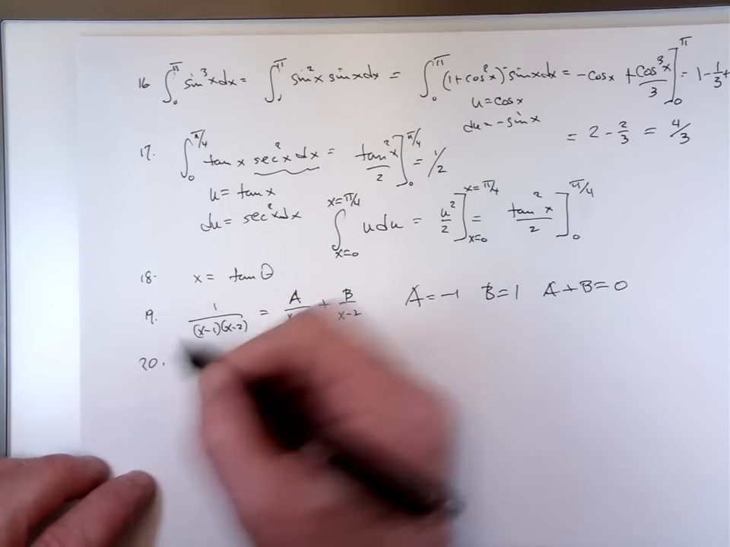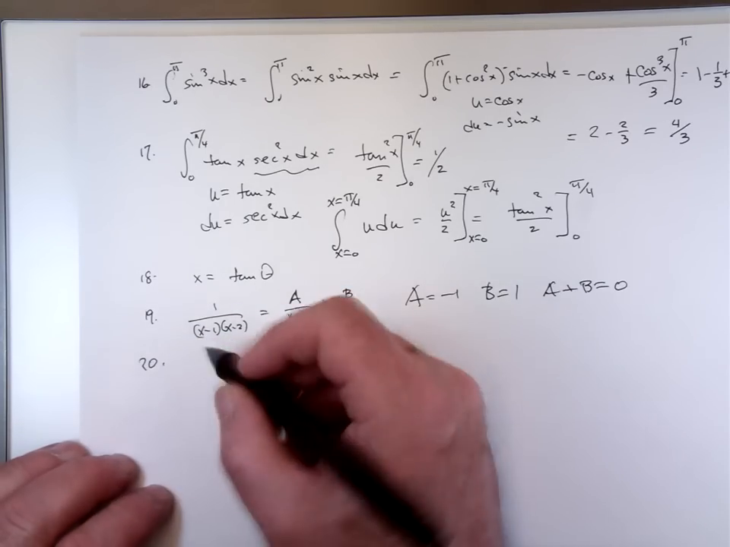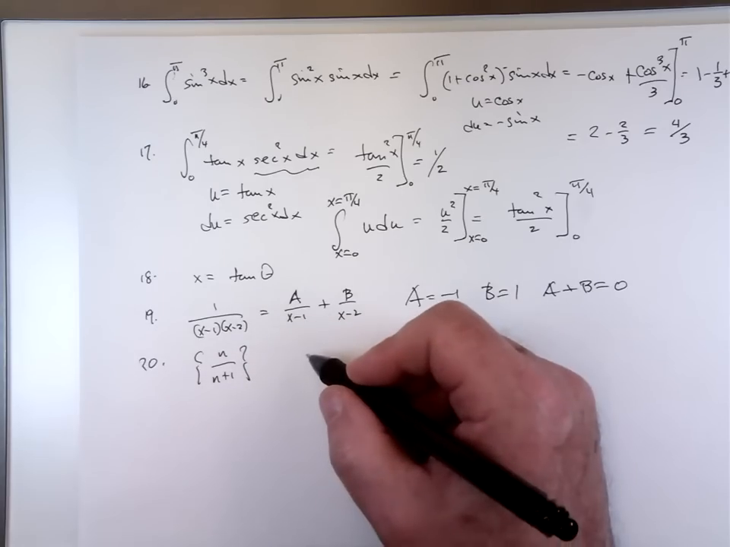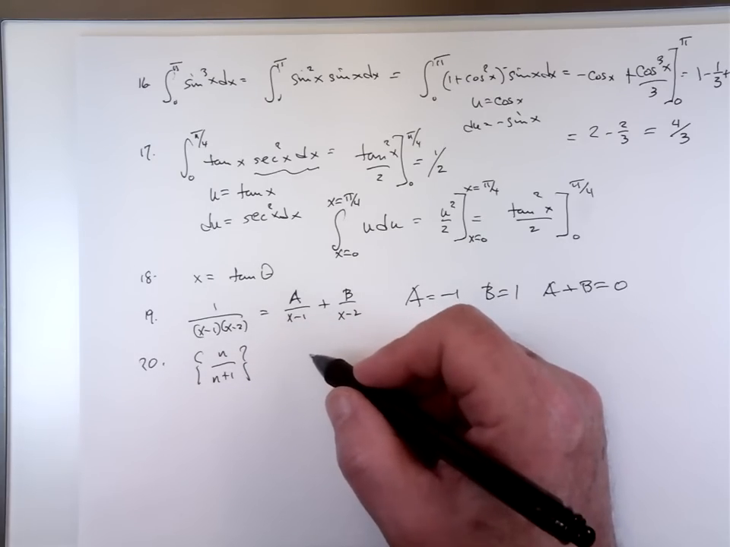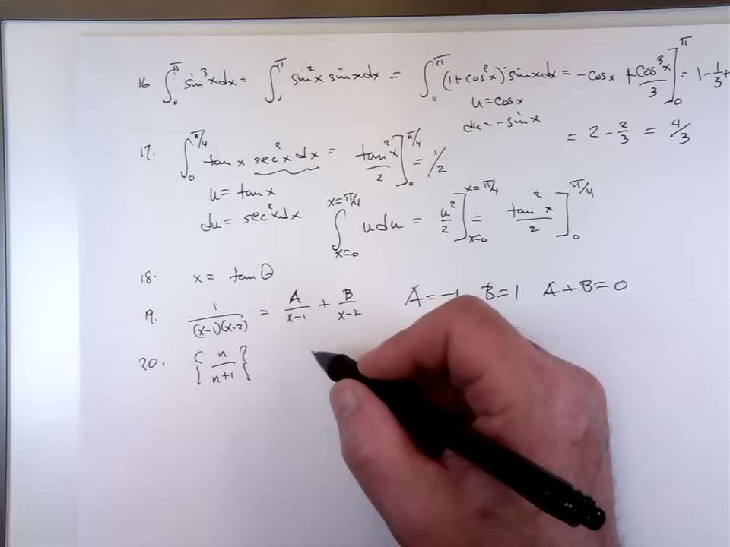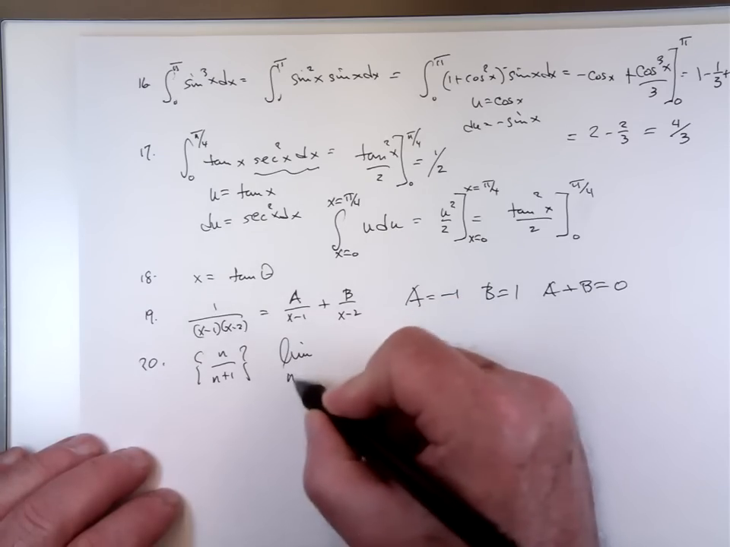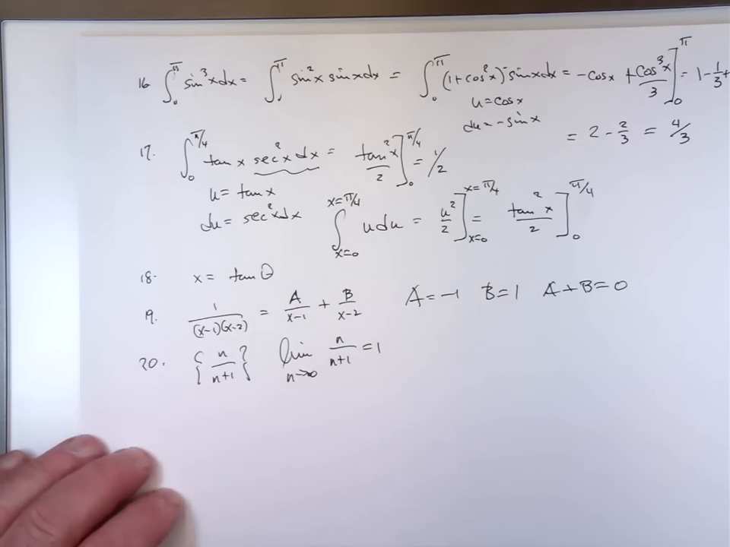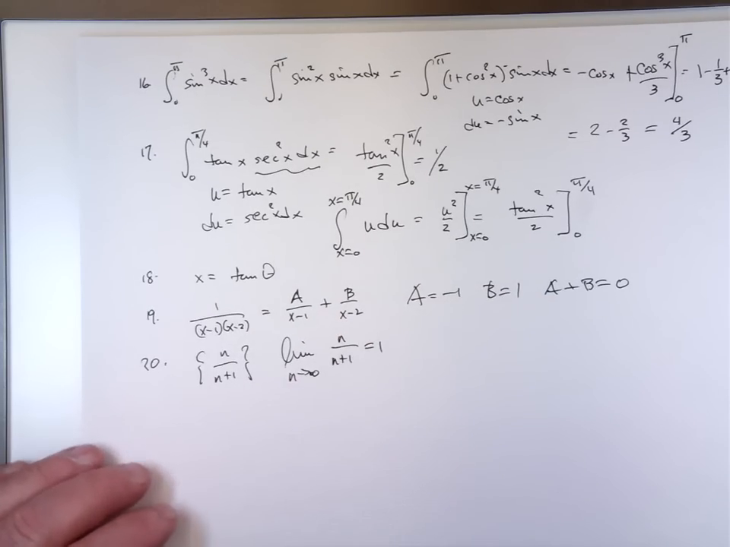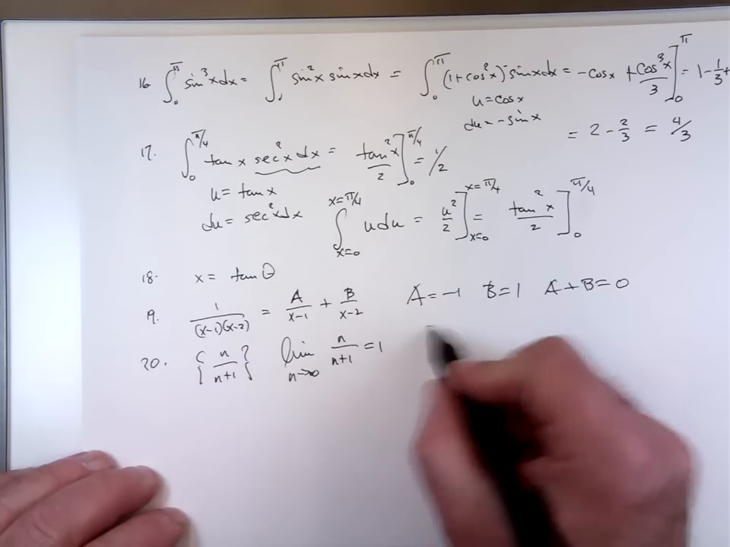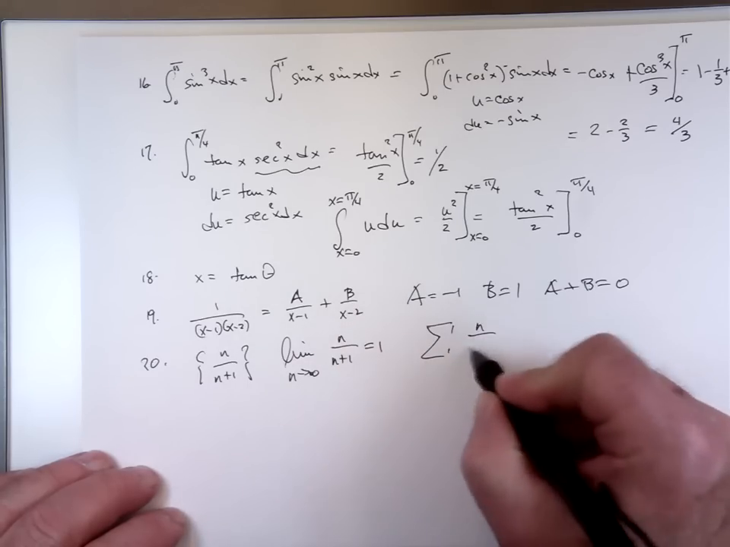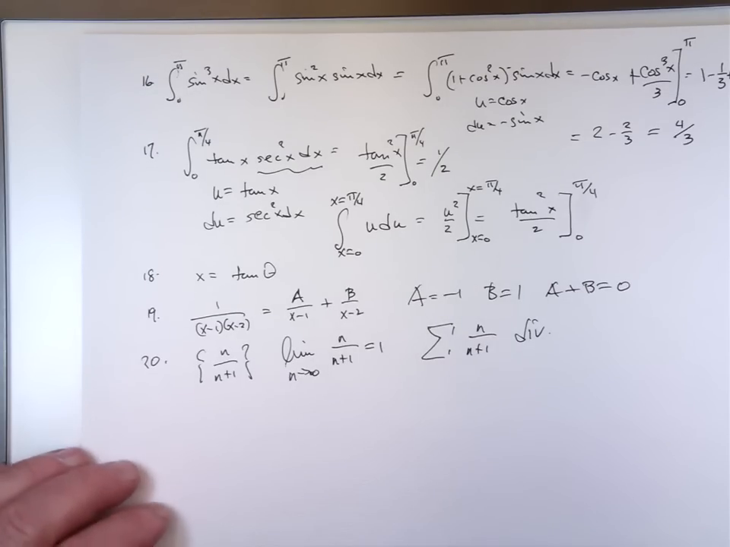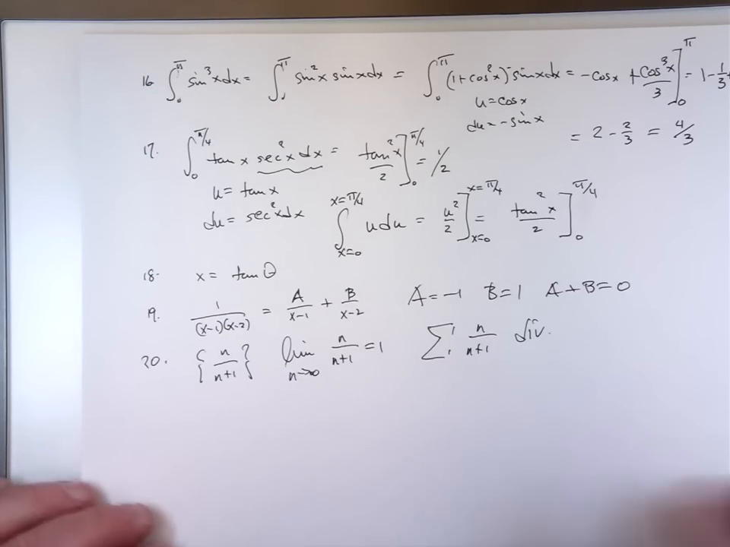20. The sequence n over n plus 1. Sequences converge as long as their nth term has a limit as n goes to infinity. The limit as n goes to infinity of n over n plus 1 is 1. Therefore, the sequence converges to 1. Now, if this had been a series, it would diverge. Exactly. Okay? The sequence converges to 1, the series would diverge.